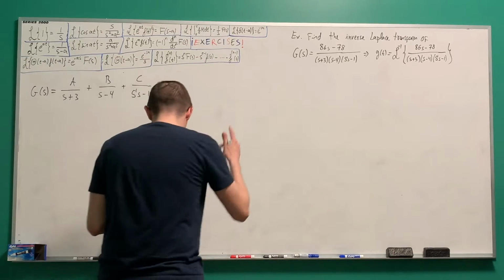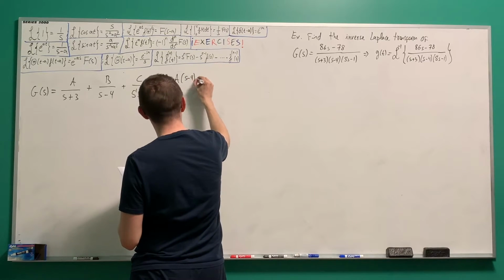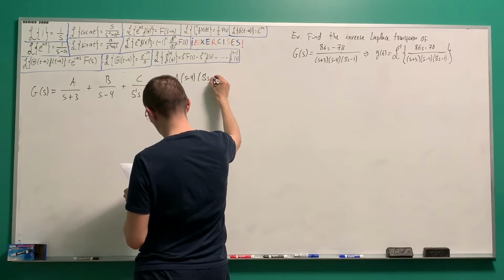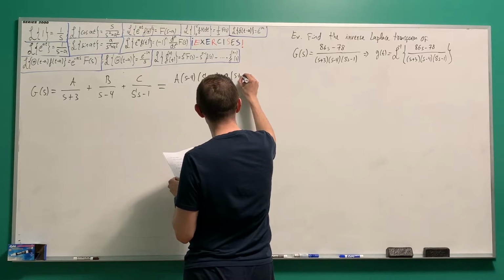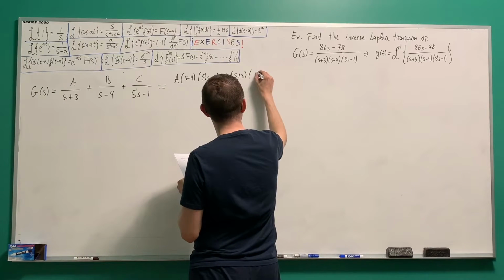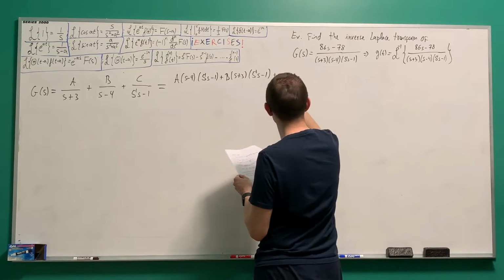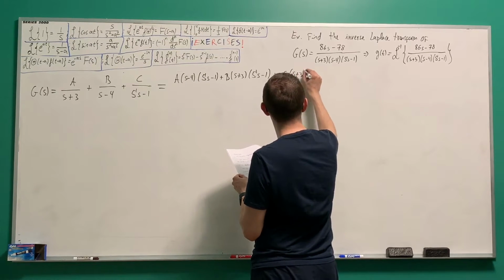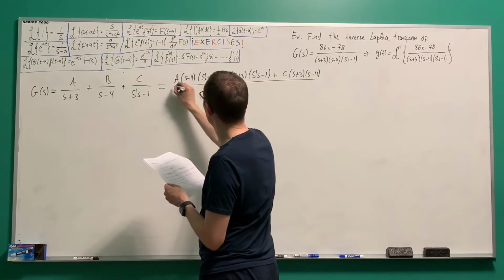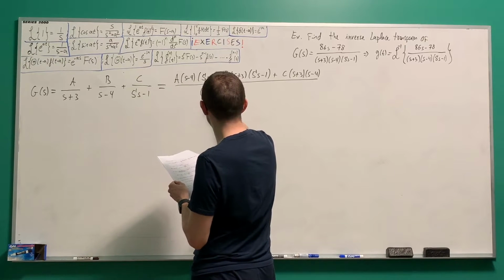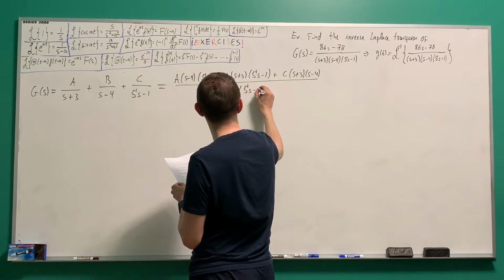Anyway, I'll do it. So I take common factor and I get A multiplies (s minus 4)(5s minus 1), plus B multiplies (s plus 3)(5s minus 1), plus C multiplies (s plus 3)(s minus 4). There we go. And there's a common denominator, which is the product of (s plus 3), (s minus 4), and (5s minus 1).